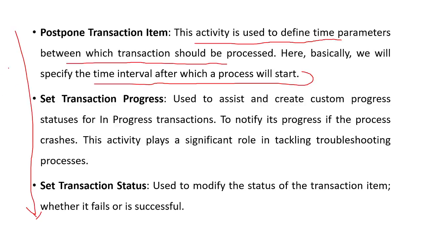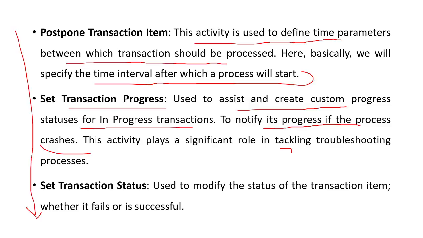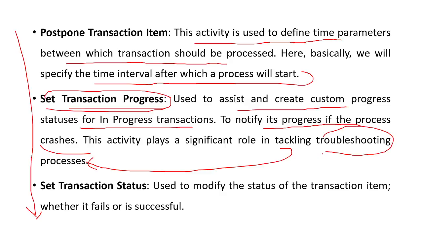Set transaction progress. As the name says, it is used to create custom progress status for in-progress transactions, to notify their progress if the process crashes. So this activity plays a significant role in the troubleshooting process. So just setting the transaction progress status, you have to use an activity called set transaction progress. Especially this activity will be used for troubleshooting the process, it seems clear.